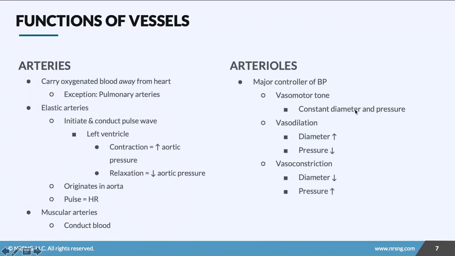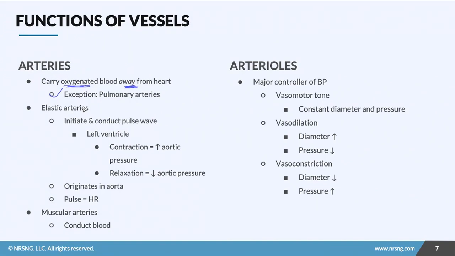Now let's talk about the functions of these different vessels. Again, your arteries, their main function is to carry oxygenated blood away from the heart, with the exception being pulmonary arteries. These are elastic, and they initiate and conduct the pulse wave.